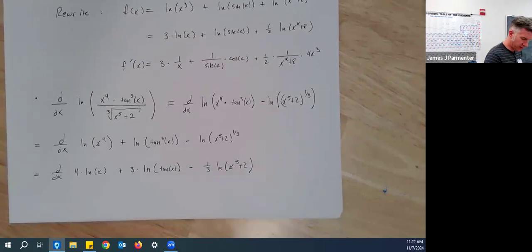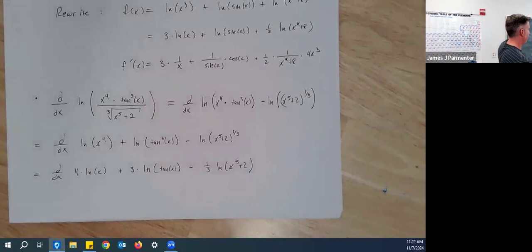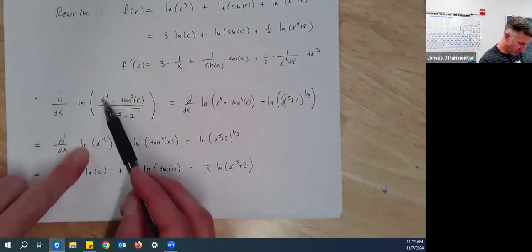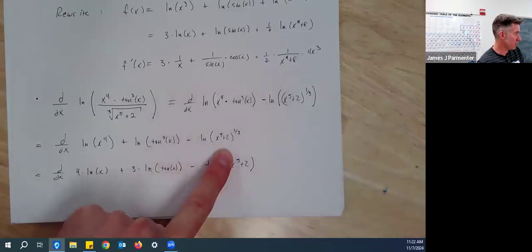All right, let's talk through the simplification. So here's what I'll say very generally. When you have a logarithm of a quotient of some things multiplied together, divided together, all the things on top end up with positive logarithms. All the things on the bottom end up with negative logarithms. So I'm getting the natural log of x to the fourth plus the natural log of tangent cubed minus the natural log of the cube root of x to the fifth plus 2.